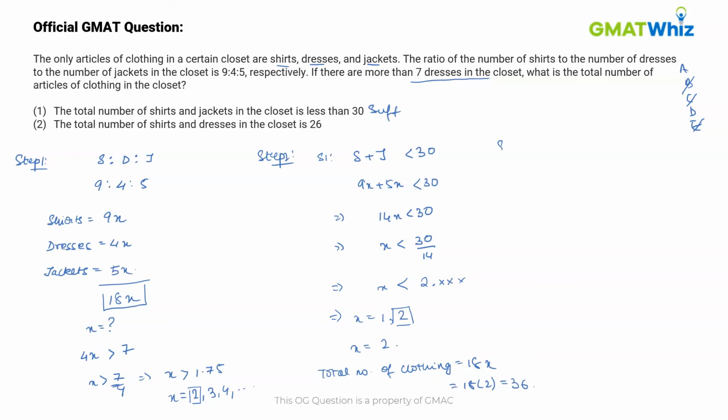Now, in statement 2, we are given that the total number of shirts and dresses is equal to 26. In terms of x, the number of shirts is 9x and dresses is 4x. So, we have 9x plus 4x equals 26, or 13x equals 26. Thus, the value of x is 2. So, after substituting the value of x in 18x, we can find the total number of clothing. So, statement 2 is also sufficient and the correct answer is option D.